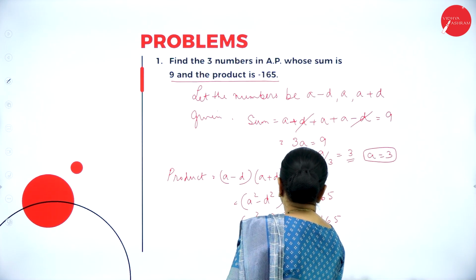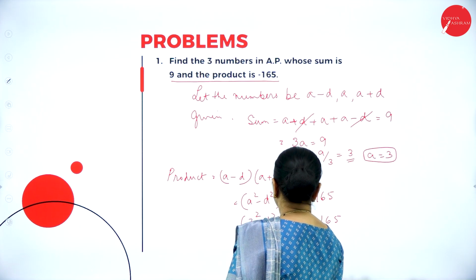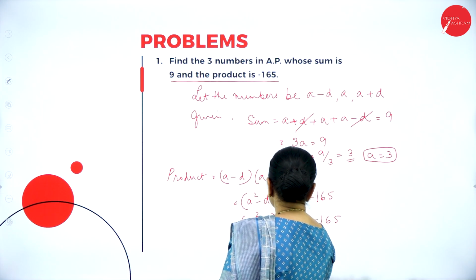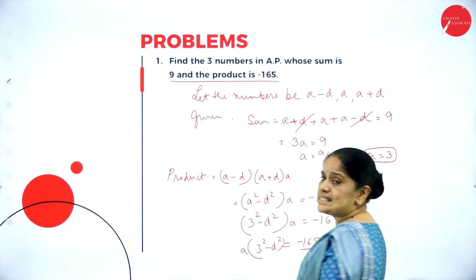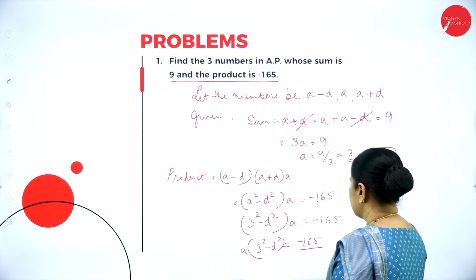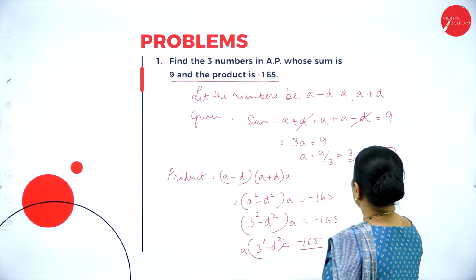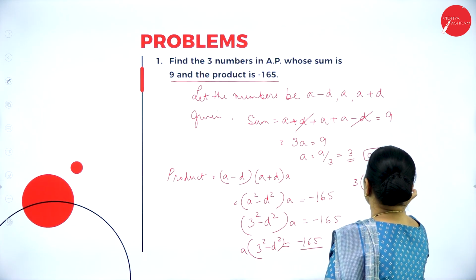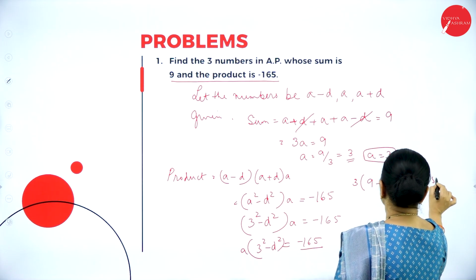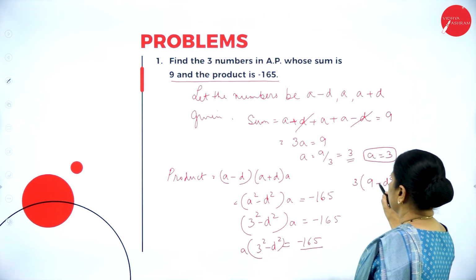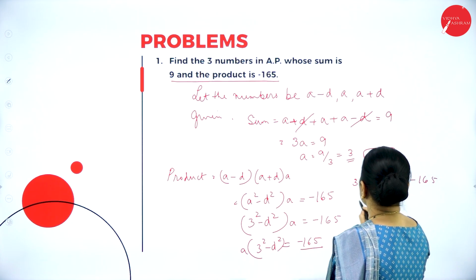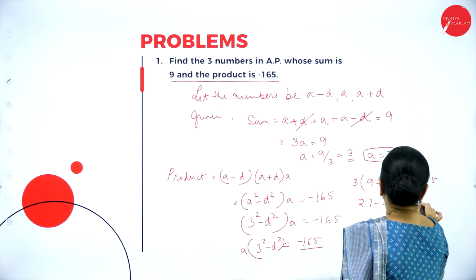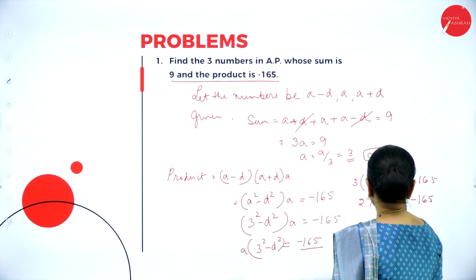Now we'll further simplify this. So this will be equal to 3 into 9 minus D square equals minus 165. We have 3 into 9 minus D square equals minus 165. 3 nines are 27 minus 3 D square equals minus 165.